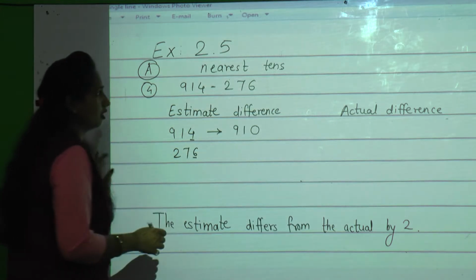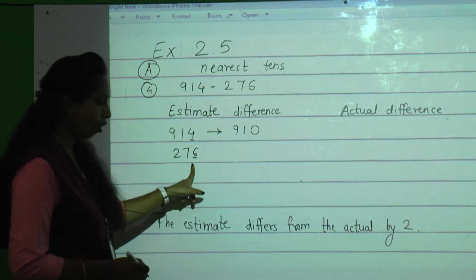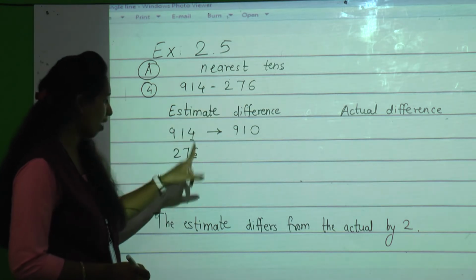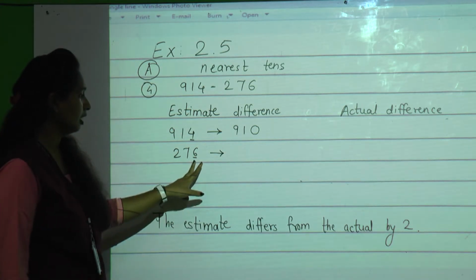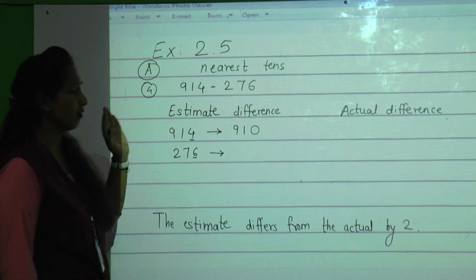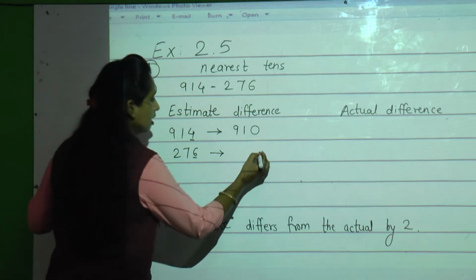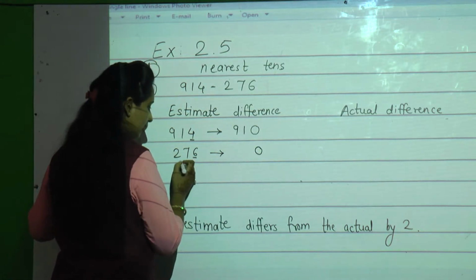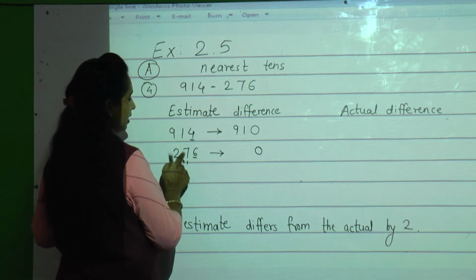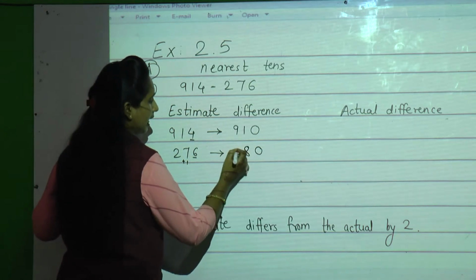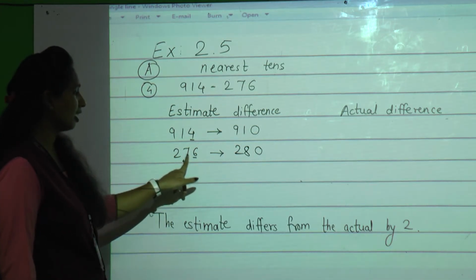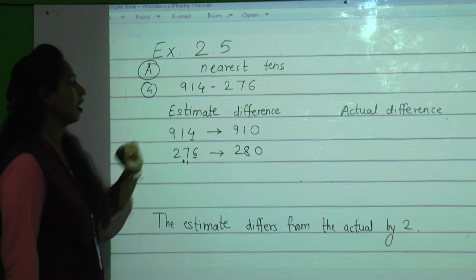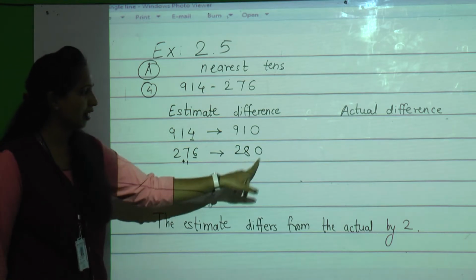276. So whenever we are doing rounding off to the nearest tens, underline the ones place and see what number is given. They have given 6. So if it is 5 or more than 5, place the 0 at ones place and add 1 to the tens place. So 7 plus 1 is 8 and 2 as it is. So 276 can be rounded off to 280.